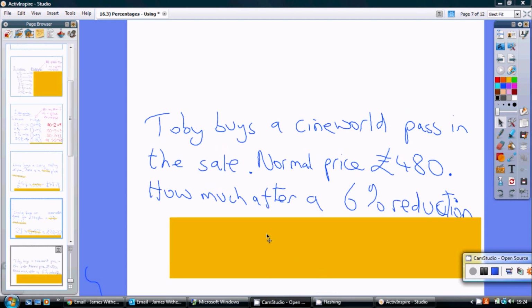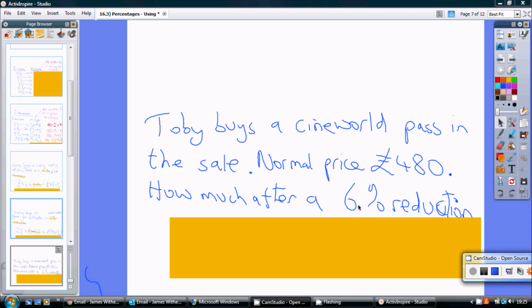Okay, another question for you to try. Toby buys a Cineworld pass in the sale. Normal price is £480. It's had a 6% reduction. How much is Toby going to pay for it? So pause the video and have a go at this question.